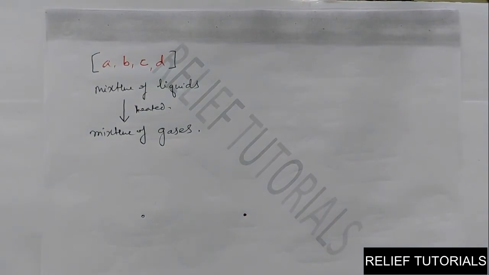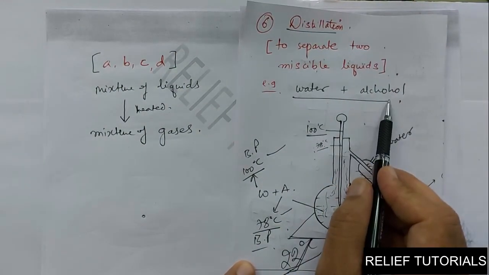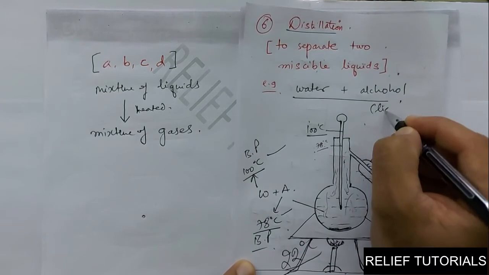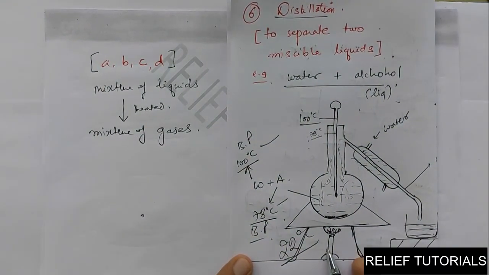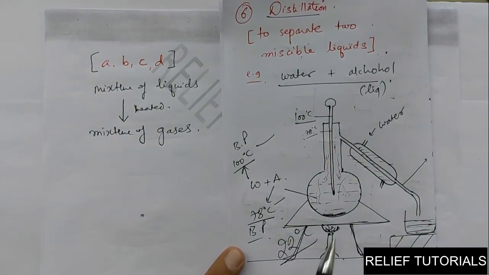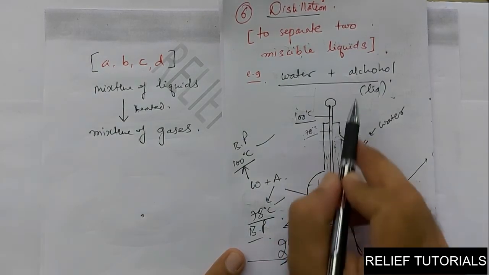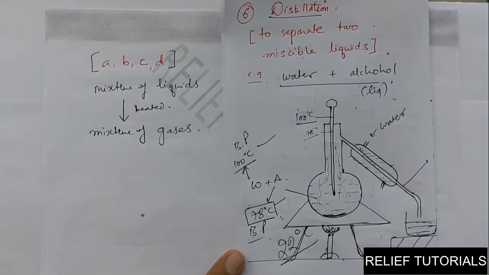Let me compare this with the original distillation process. This was the distillation process we have seen recently. In this we have the mixture of two, water and alcohol. In which state were they? Liquid. Then what have we done? We have heated, okay, and one by one the two liquids are taken out. Which one have you taken out first? Alcohol? Yes. Why? Because it has the lower boiling point. So obviously it will be taken out first.